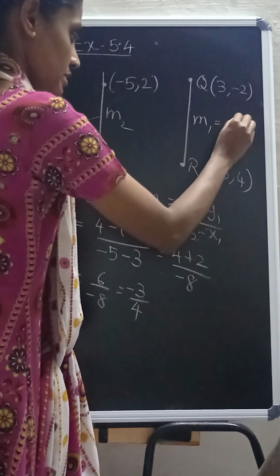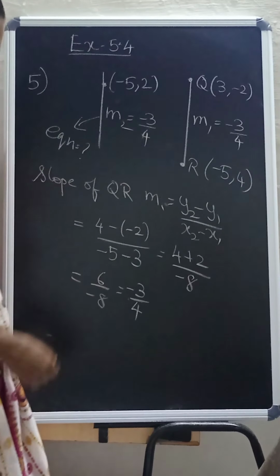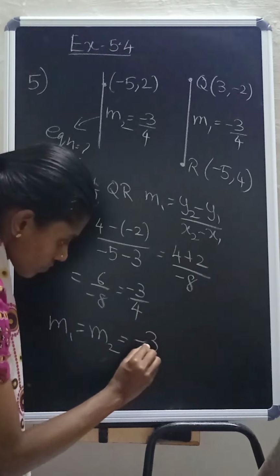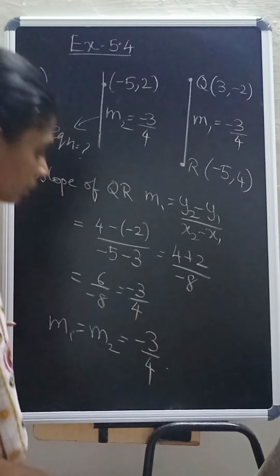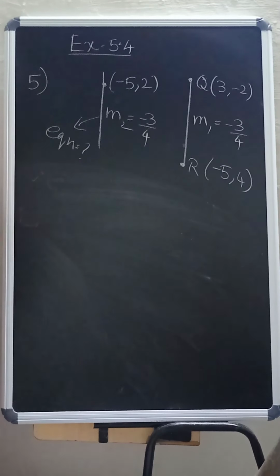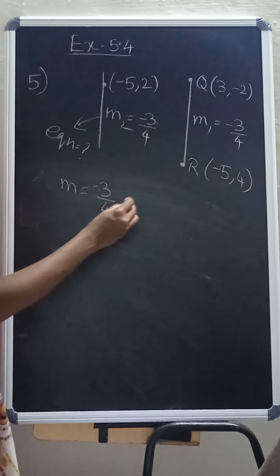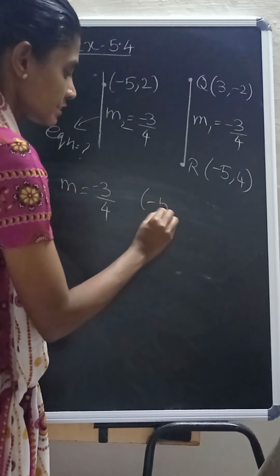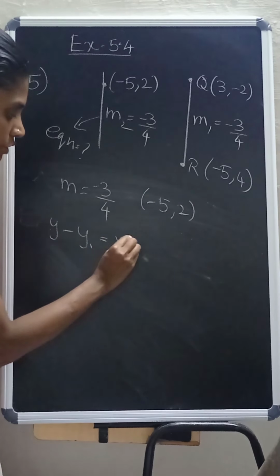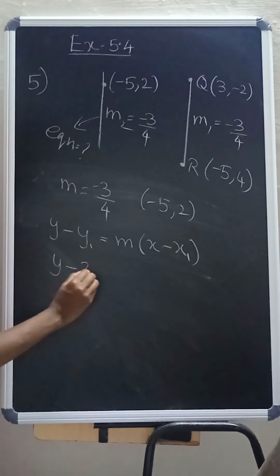So here the slope is minus 3 by 4. Therefore m2 is equal to minus 3 by 4. Now you have slope and 1 point, and the passing through point is minus 5, 2. So the point slope form is y minus y1 is equal to m into x minus x1. Substitute the values.